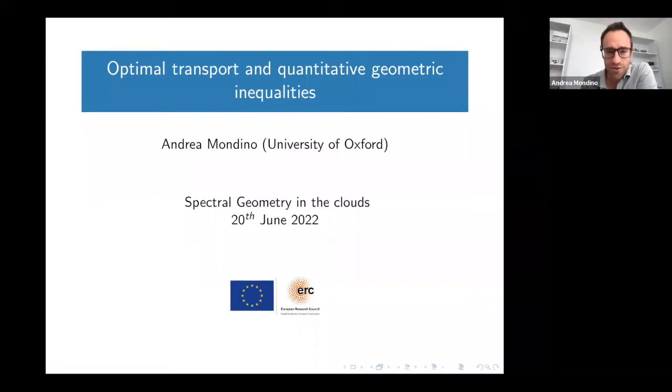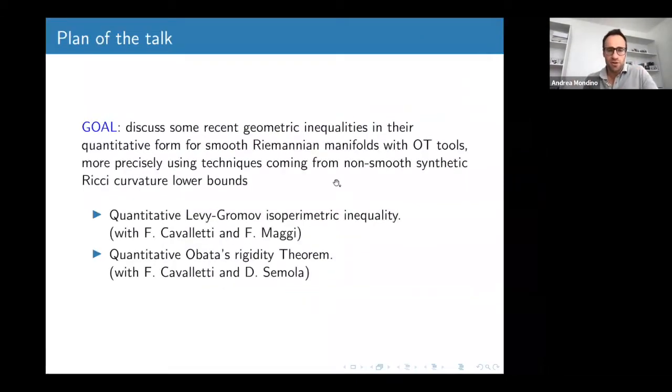All right. So, thanks for the invitation and for this opportunity. The goal of today's talk is to discuss some recent geometric inequalities in quantitative forms for smooth Riemannian manifolds via tools of optimal transport. More precisely, the tool that I'm going to use comes from optimal transport for studying non-smooth spaces with lower bound on the Ricci curvature.